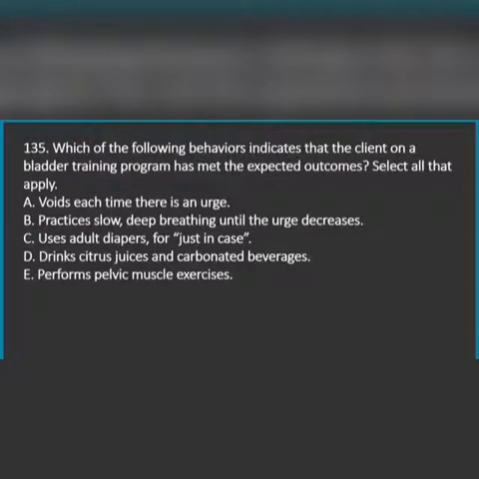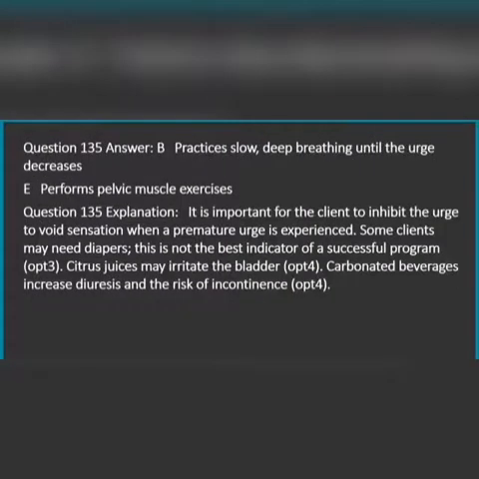Question 135. Which of the following behaviors indicates that the client on a bladder training program has met the expected outcomes? Select all that apply. A. Voids each time there is an urge. B. Practices slow, deep breathing until the urge decreases. C. Uses adult diapers, for just in case. D. Drinks citrus juices and carbonated beverages. E. Performs pelvic muscle exercises. Question 135. Answer: B. Practices slow, deep breathing until the urge decreases. E. Performs pelvic muscle exercises.